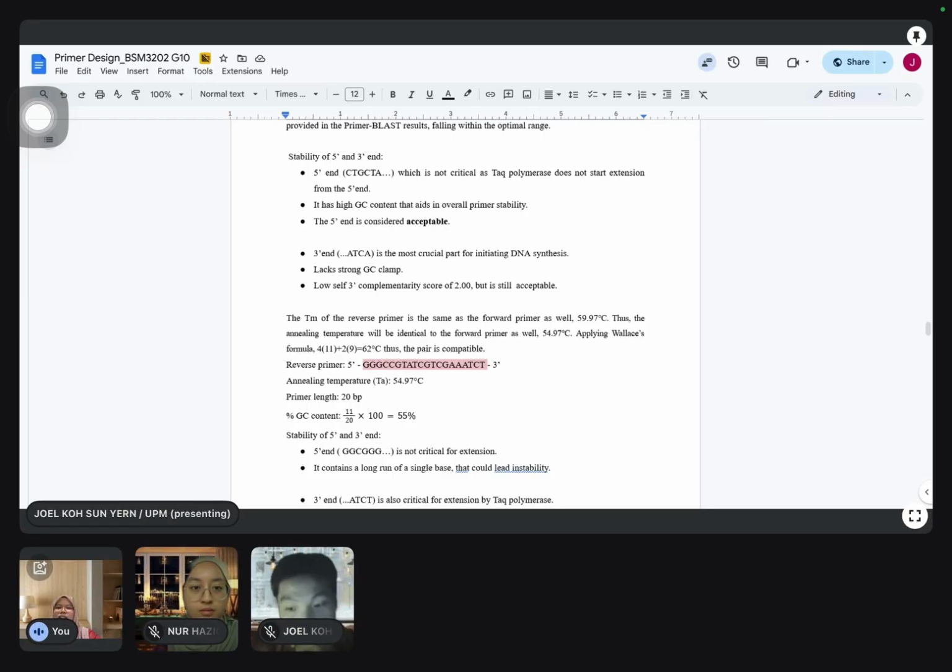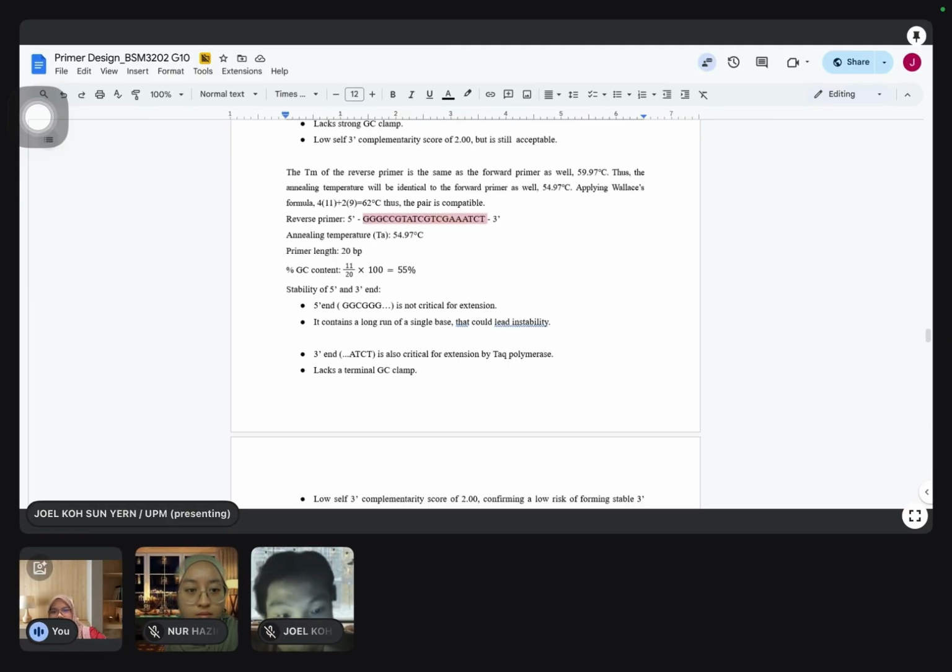Okay, moving on to the reverse primer. It also has the same temperature, primer length, and GC content as the forward primer, which, as I said, is suitable and complementary with each other. The 5' end is GGC-GGG. This is not critical for extension, but we can see here that GGC-GGG contains a long run of a single base, which is a GC long run. This could lead to instability of the primer itself, because the structure will not be as stable, and it's not really acceptable.